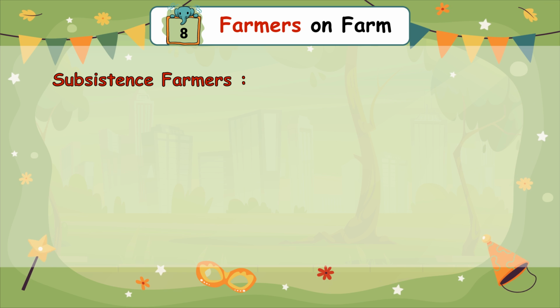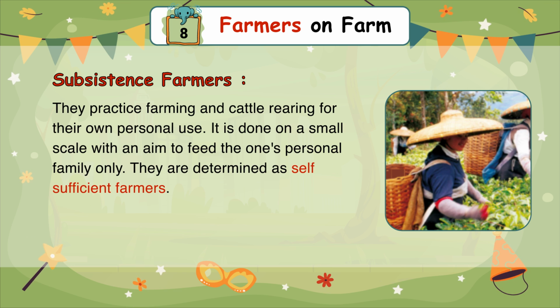Subsistence farmers. They practice farming and cattle rearing for their own personal use. It is done on a small scale with an aim to feed one's personal family only. They are known as self-sufficient farmers.